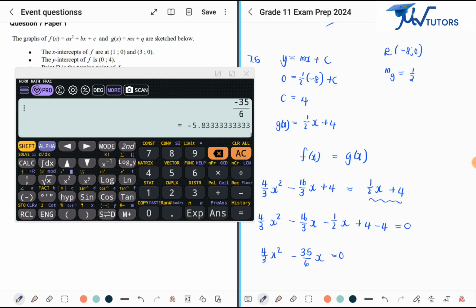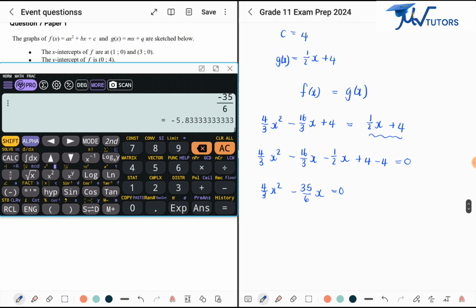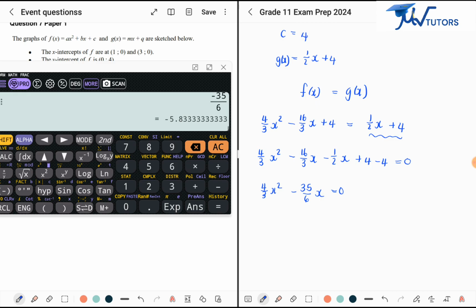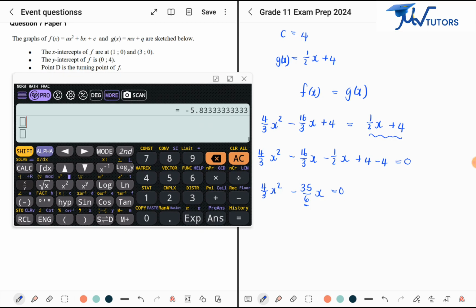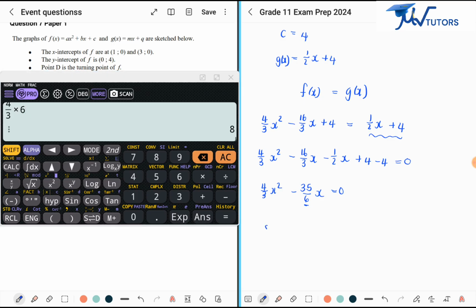Okay, so I want to multiply everything by 6 because I don't like working with fractions. I'm looking at the biggest value over here between 3 and 6, which is 6. So if I say 4 over 3, okay, 4 over 3 multiplied by 6, I get 8. Okay, so then I'm going to say 8x squared, and then negative 35 over 6 times 6, I'm just going to be left with negative 35.